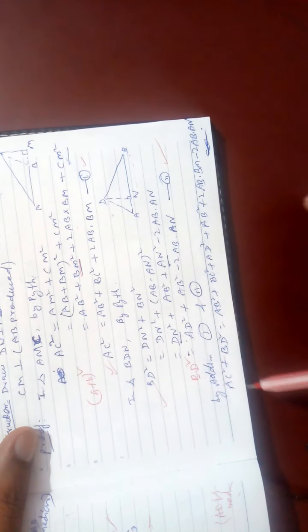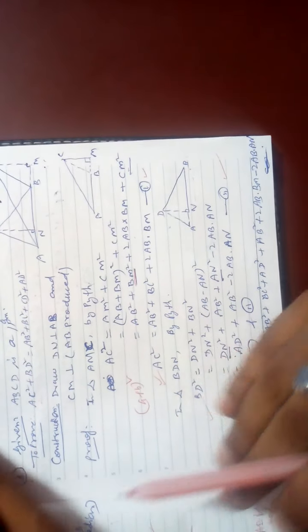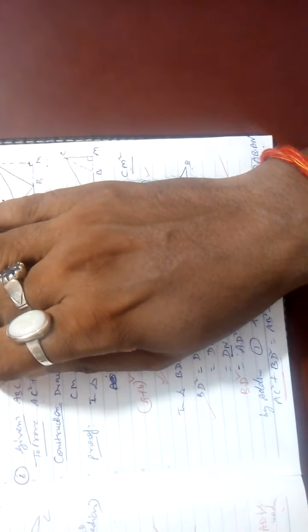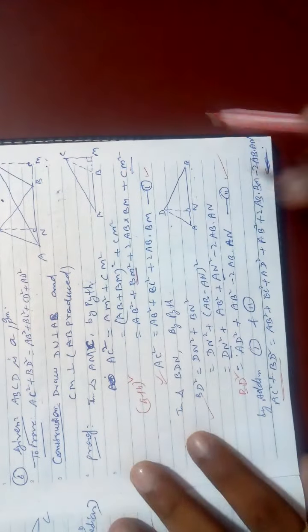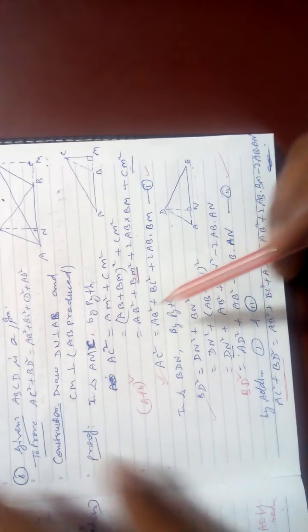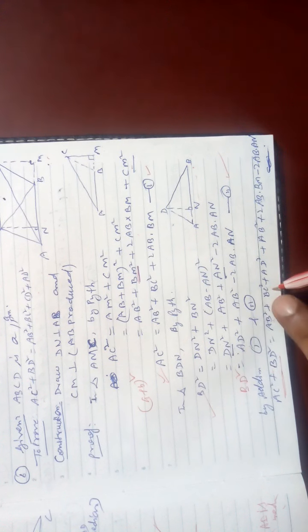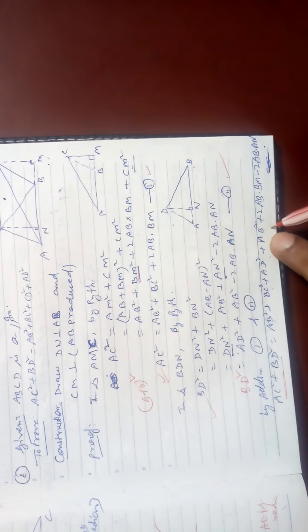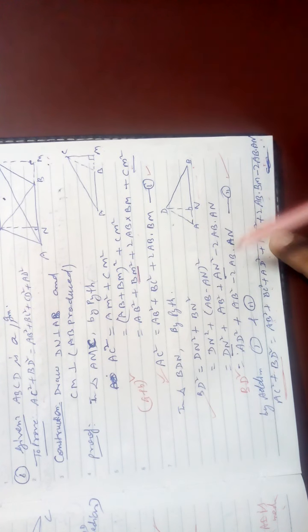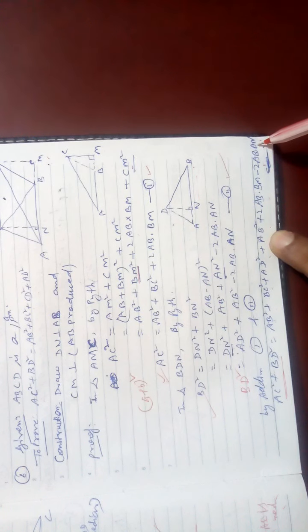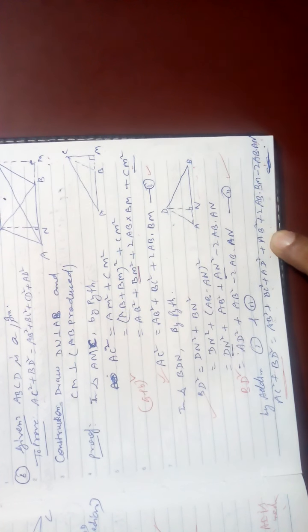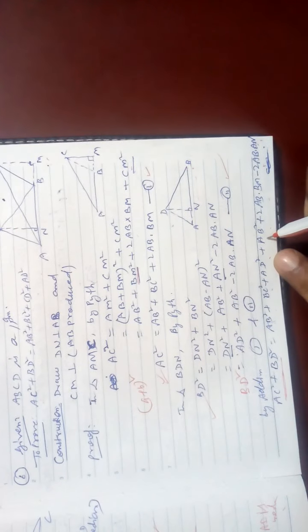Adding first and second, on the LHS you are getting what you want to prove: AC square plus BD square. On the right side you see AB square plus BC square plus AD square plus AB square plus 2 AB BM minus 2 AB AN. Here is the BM and here is the AN. If these two are equal, then these two will be cancelled. And AB will be equal to the opposite side of the parallelogram.